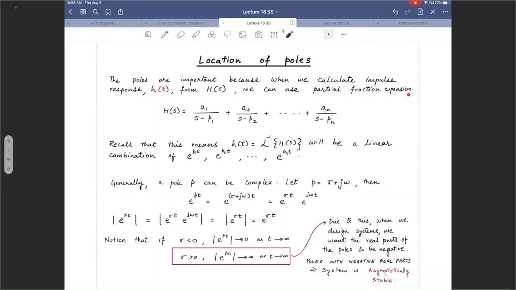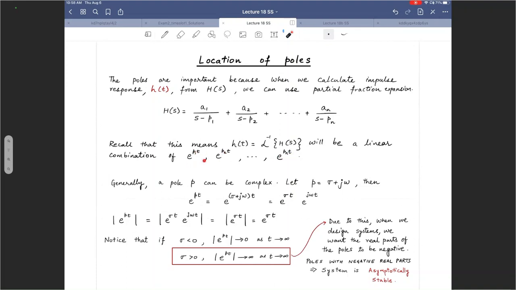So first we use partial fraction on h of s to write h of s in multiple terms. Then we find the inverse Laplace of h of s, which will give us the impulse response h of t. And because we were able to do this partial fraction expansion, we know that h of t is going to be a linear combination. a1, a2, a3 and so on are just scalars. So it's going to be a1 multiplied by e to the p1t u of t, and a2 e to the p2t u of t, and so on. So it's going to be a linear combination of e to the p1t, e to the p2t, and so on up to e to the pnt.